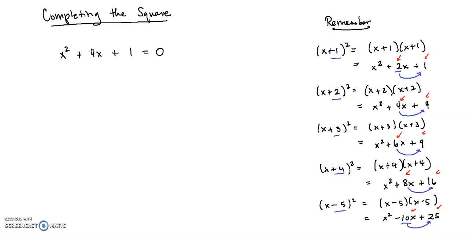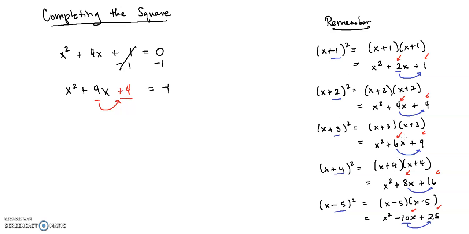We've got a 1 out front, we've got an even number in the middle, so this should be pretty straightforward. So for this method, I'm going to move this 1 over here and get it out of the way. Okay, and then what I want to do is take the middle number, divide by 2, and square it. So divide by 2, I get 2, squared, I get 4. I need a 4 here to be in the right form.